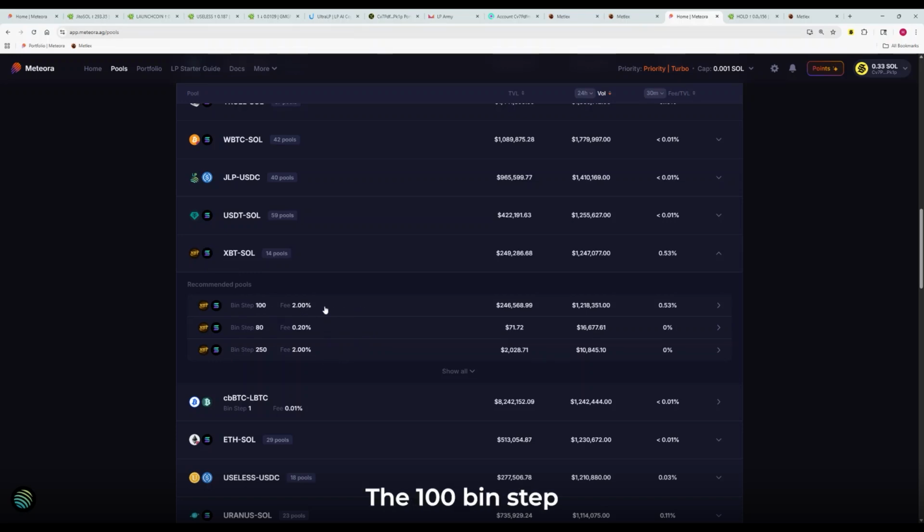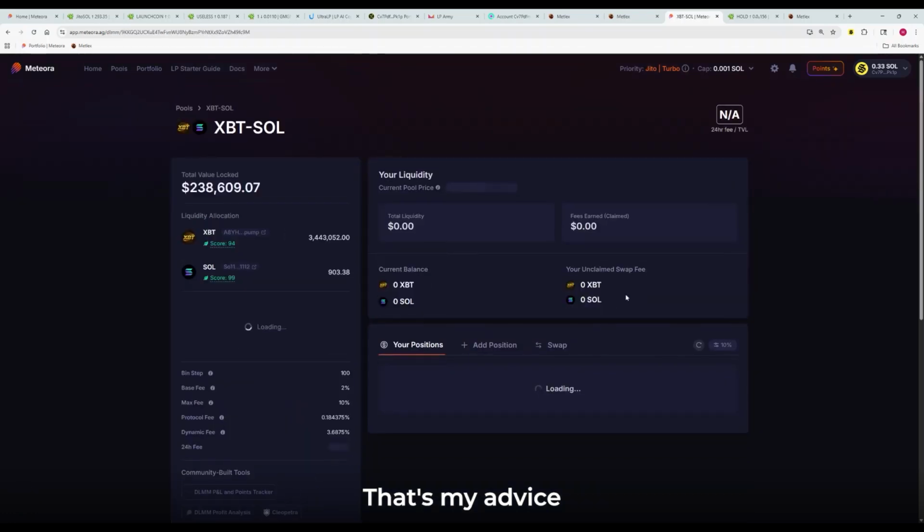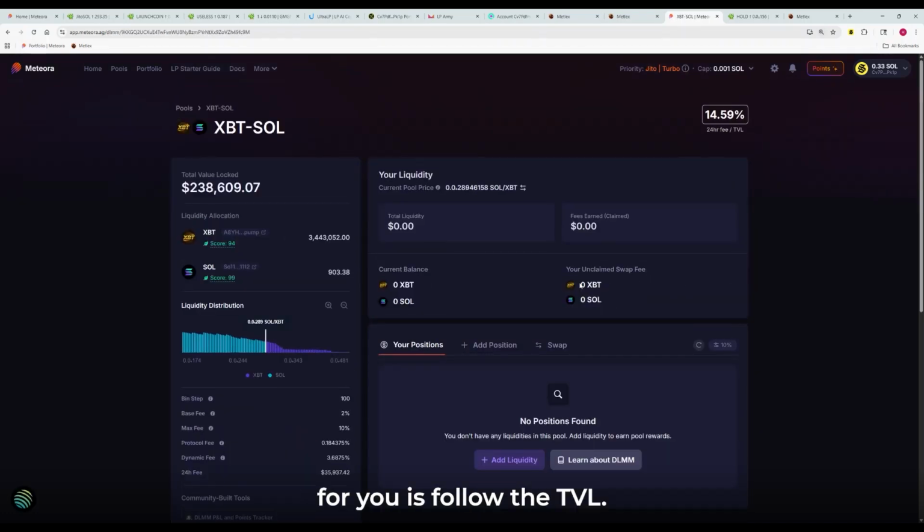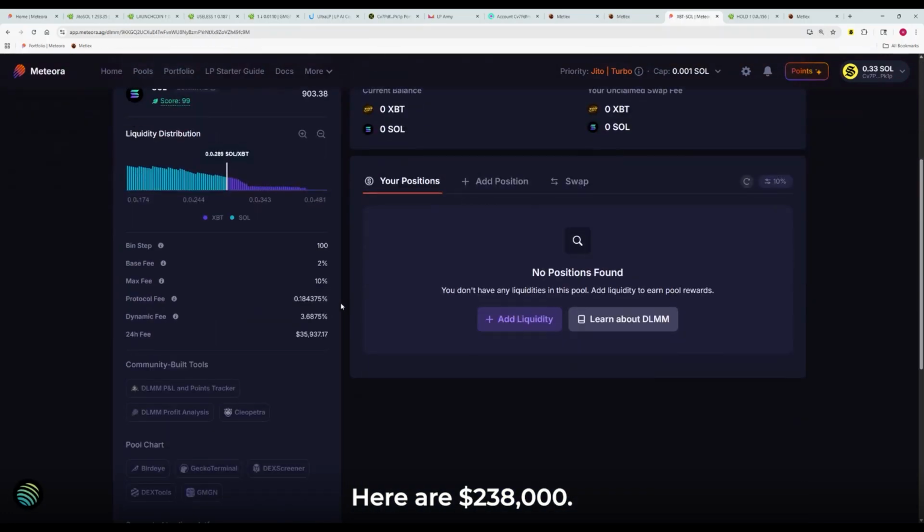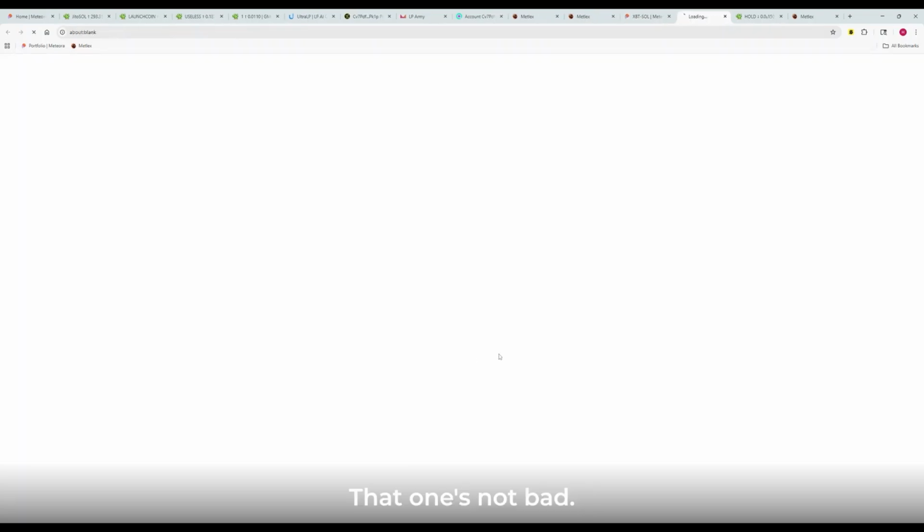The 100 bin step 2% is very popular, especially over time, as the 10% and 5% pools stop being quite so effective. People will move to the 100s and sometimes even go lower, but don't get in a hurry to get to these. You kind of follow the TVL. That's my advice for you: follow the TVL. Here, $238,000. That one's not bad.